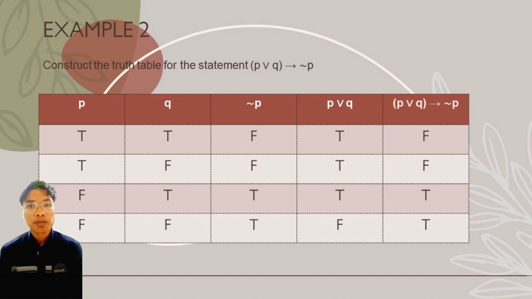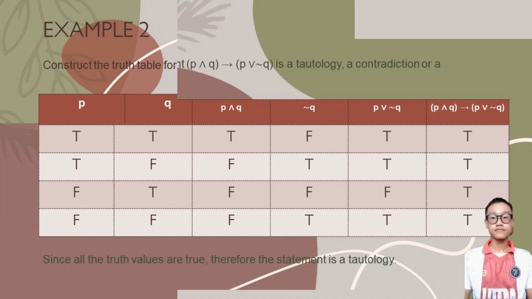For proposition P or Q, if both statements are true, we get a true value. If one of the statements is true, we also get a true value, and if both statements are false, we get a false value. So the truth value is true, true, true, false. For the last proposition, P or Q implies not P, the truth value is false, false, true, true.